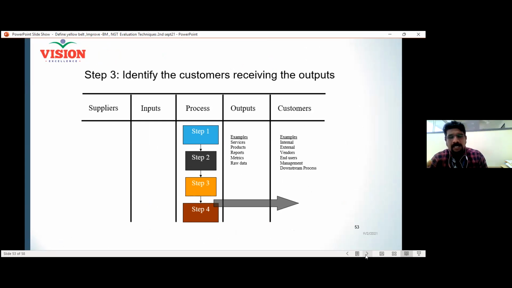So next, in step 3, you have to identify the customer. Who is receiving my output? Whether it's an internal customer, whether it's an external customer, or a vendor, or an end user, or top management, or the next process. So I have to identify the customer who is receiving my output.